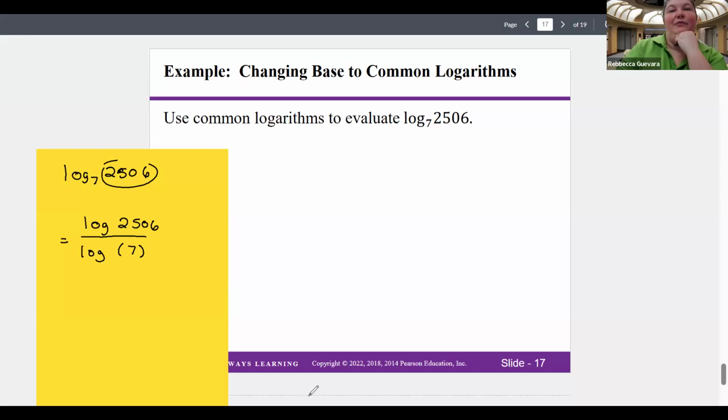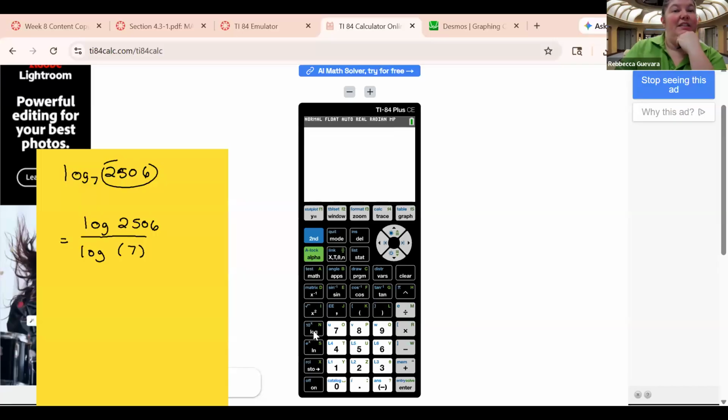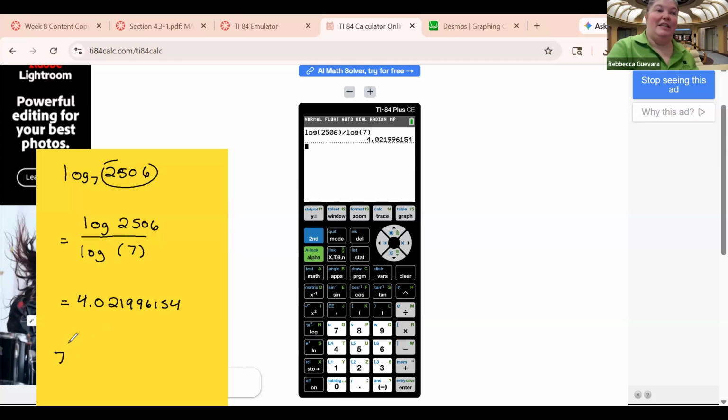So we're going to bring up your TI-84 here in just a second. Like I said, we just have common log and natural log. So we hit log 2,506, and then we divide by log of 7. And what we get back is 4.0219965154.